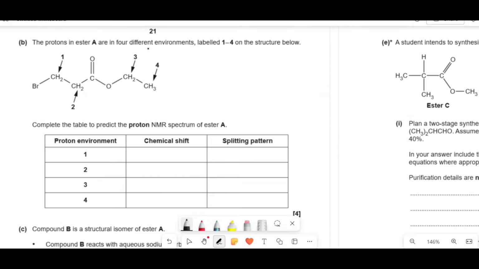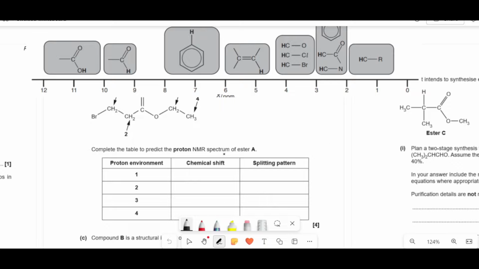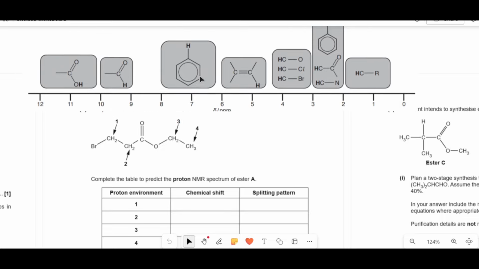So the products in ester A in 4 different environments, labeled 1 to 4, complete the table to predict the proton NMR spectra of this. So we need to look at the chemical shifts using the data sheet. So if you get your data sheet out, so here it says complete the table to predict the proton NMR spectrum of this ester A. So what we've got, I've got a copy of it up here, is we need to look for every single bit and one by one. Now I've accidentally put this conveniently over the numbers. So let me just fix that.